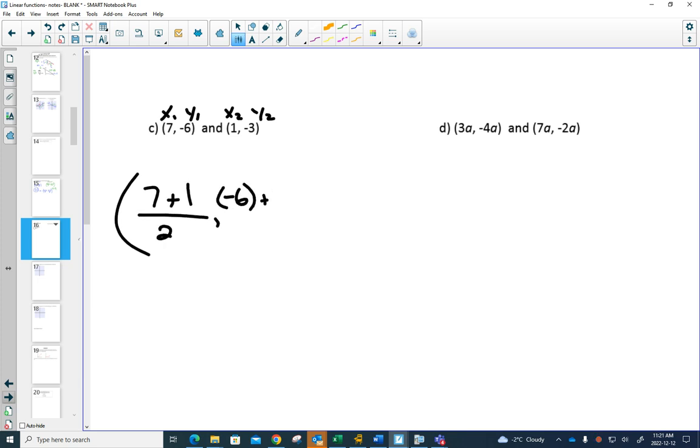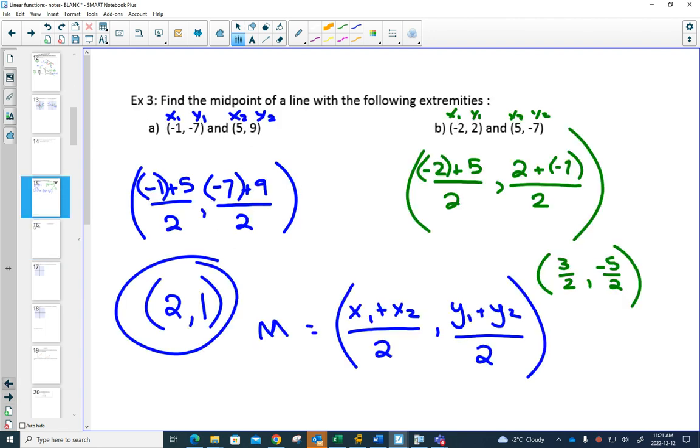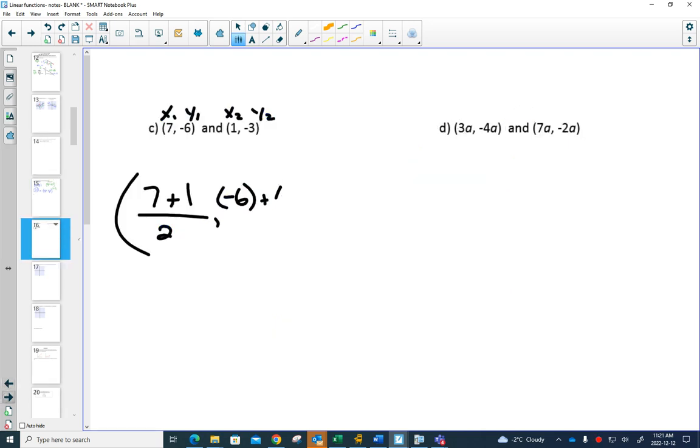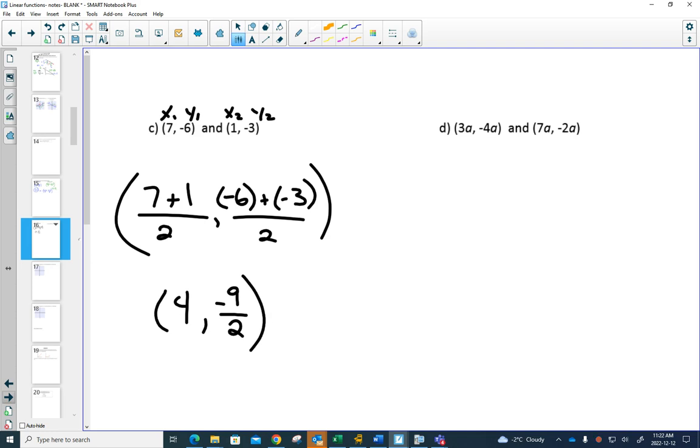And then what was B, sorry? I can put it back up. 3 halves and negative 5 halves. Did you also write it as a decimal? You could. You can write them as decimals as well, although I'm going to tell you that as you get into more complicated math, fractions are going to be easier to work with. So we'll leave more answers as fractions.